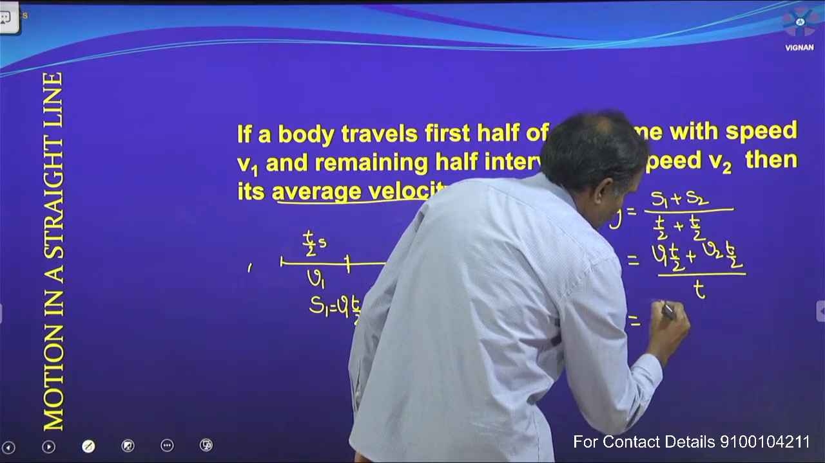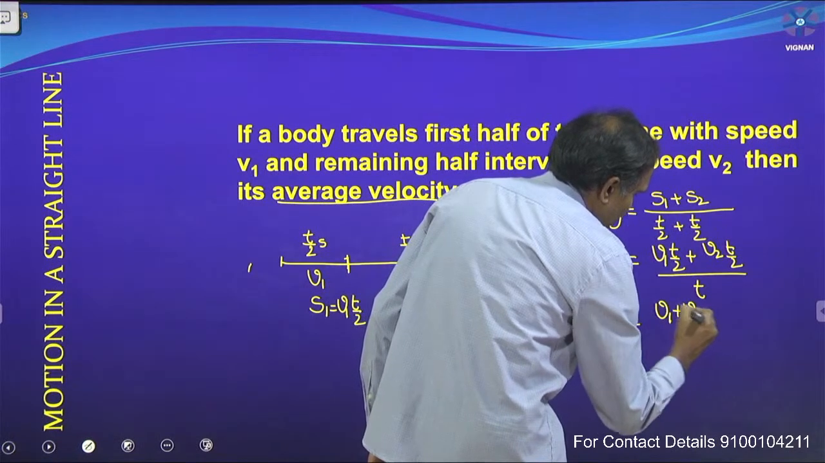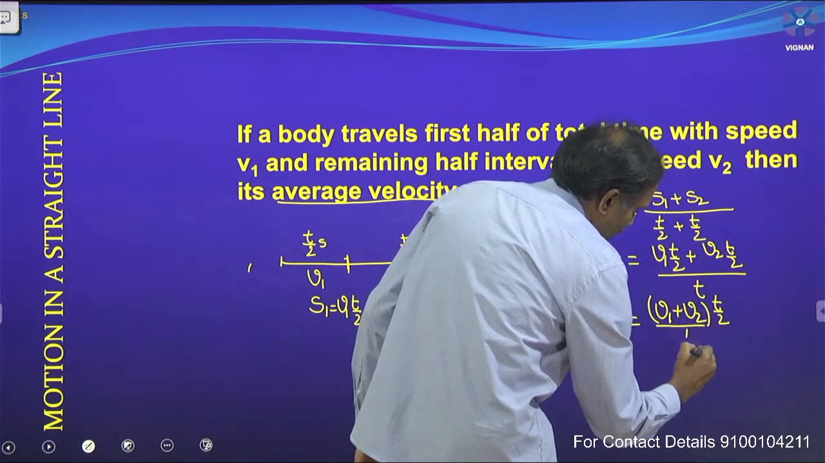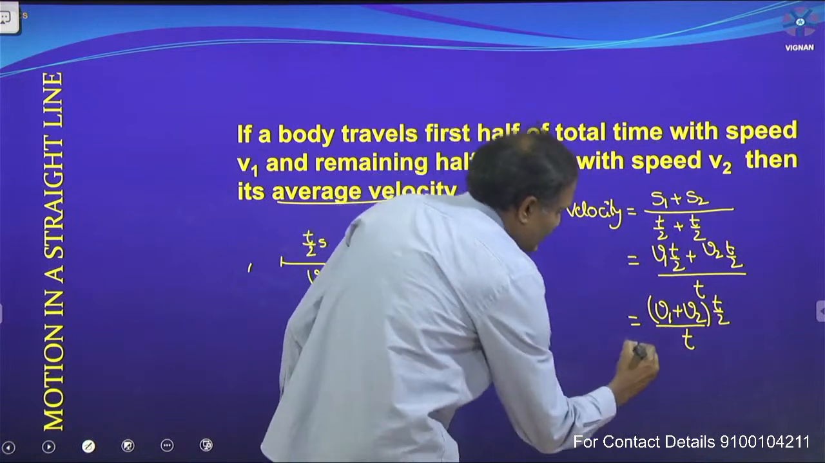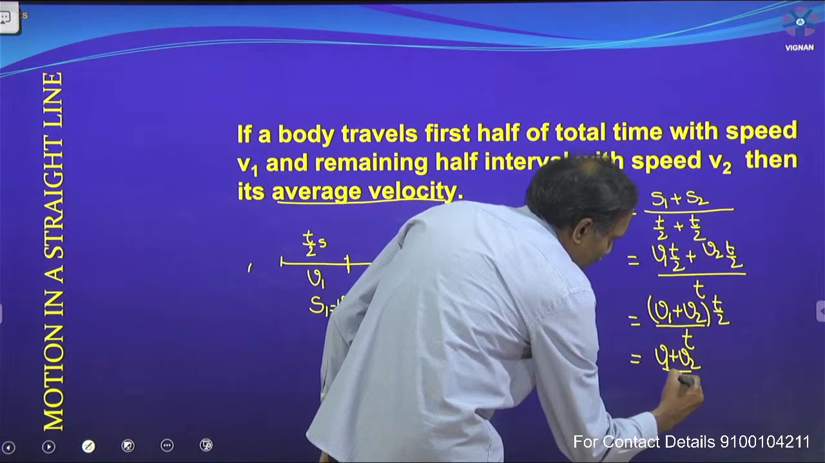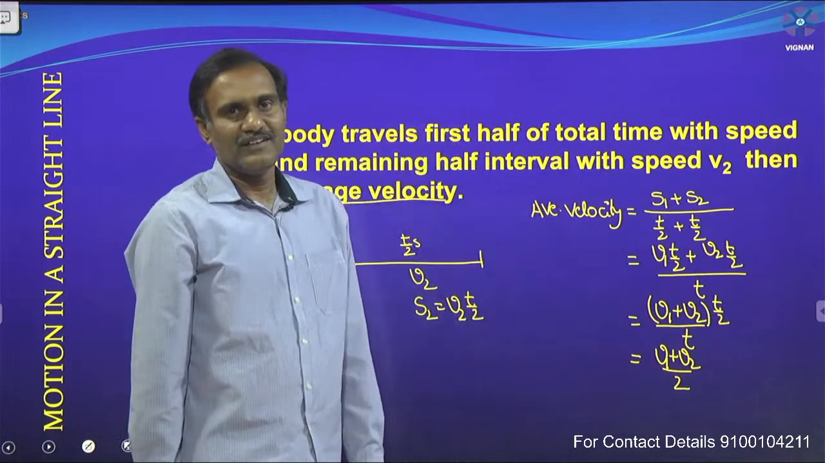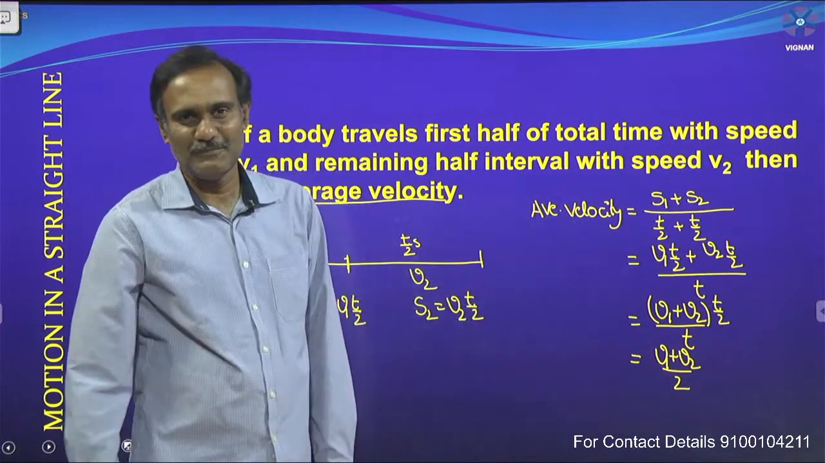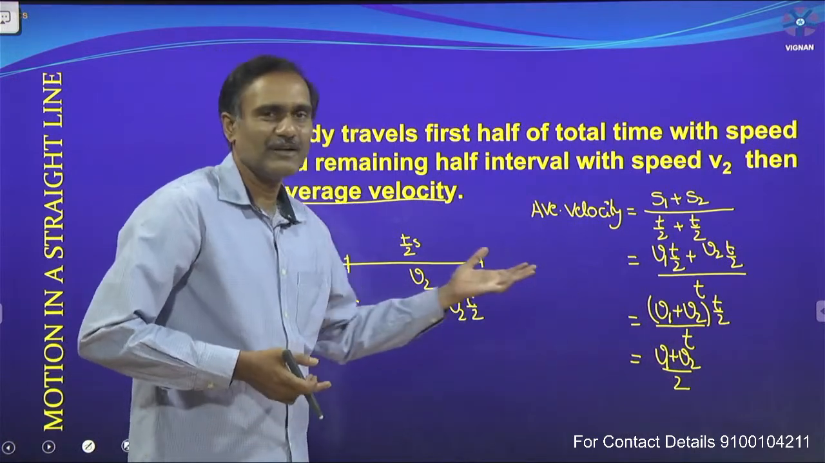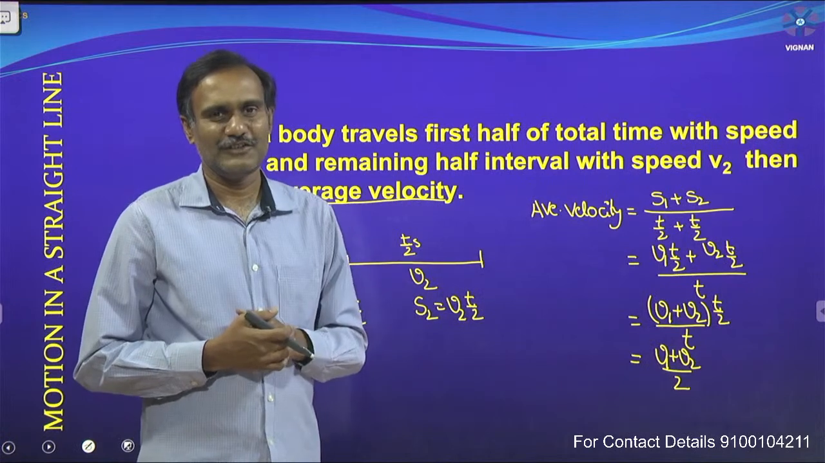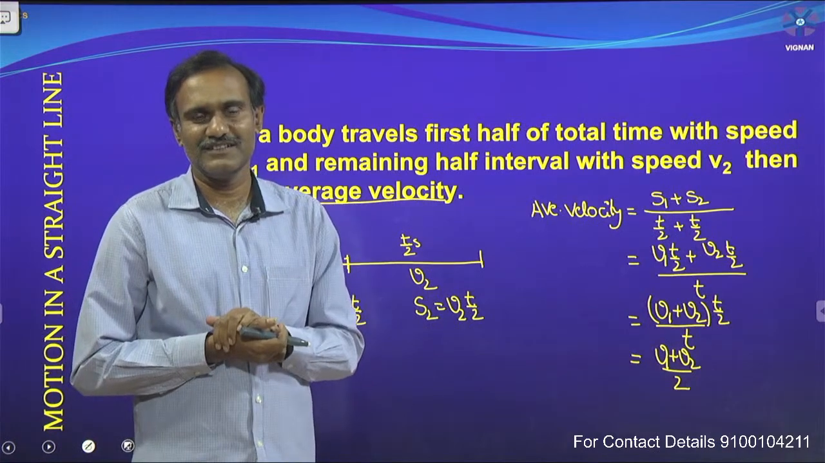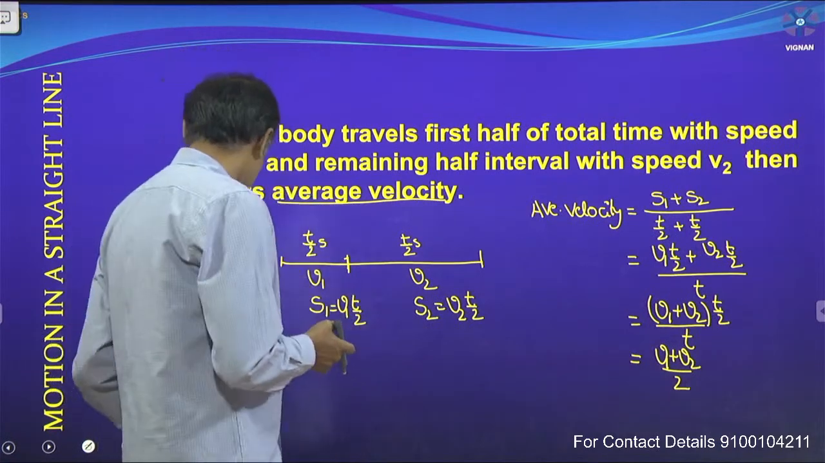Now it is equal to V1 plus V2 into t by 2 divided by t. Now this t gets cancelled, then average velocity is equal to V1 plus V2 divided by 2. That is, it is also depending upon the definition. You must remember the definitions of both average velocity and average speed. Okay.